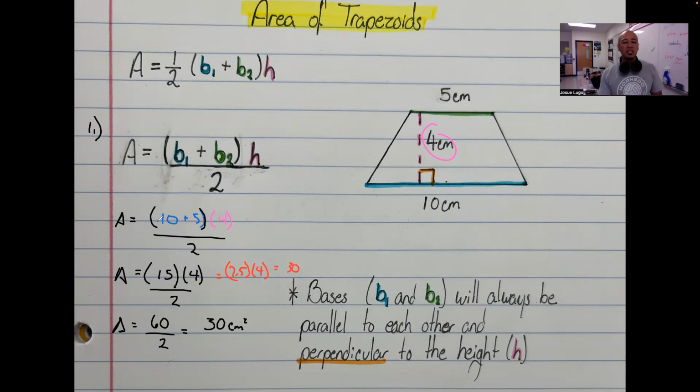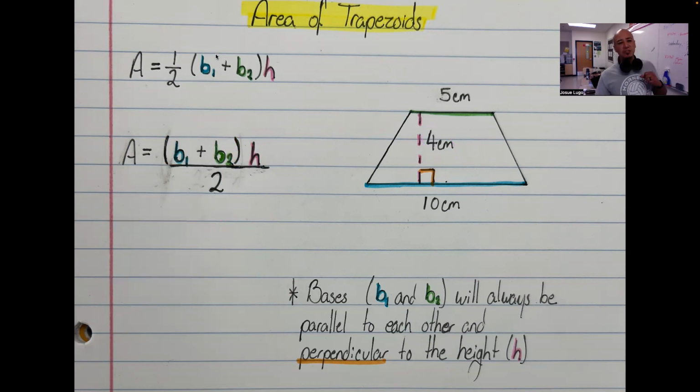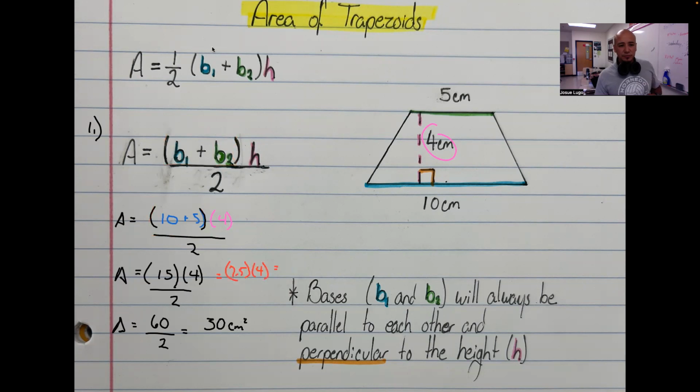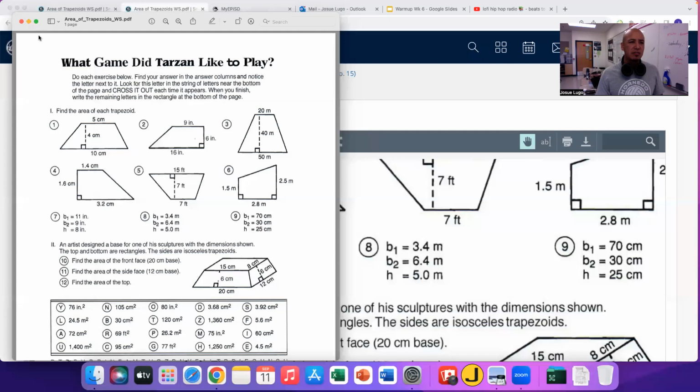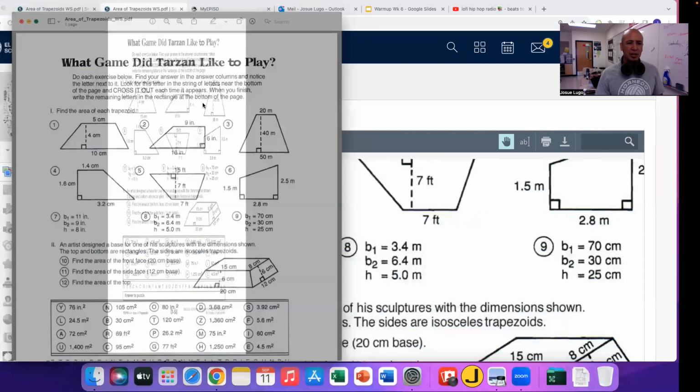So again, as long as you are adding the bases first, you should get the same answer. All right. So for our purposes, I first added 10 plus 5 multiplied by 4, which gave me 60, and then divided by 2, which gave me 30. And that's pretty much it, ladies and gentlemen. That's how you find the area of a trapezoid. Let's do a couple more problems just to have this fresh in our minds.